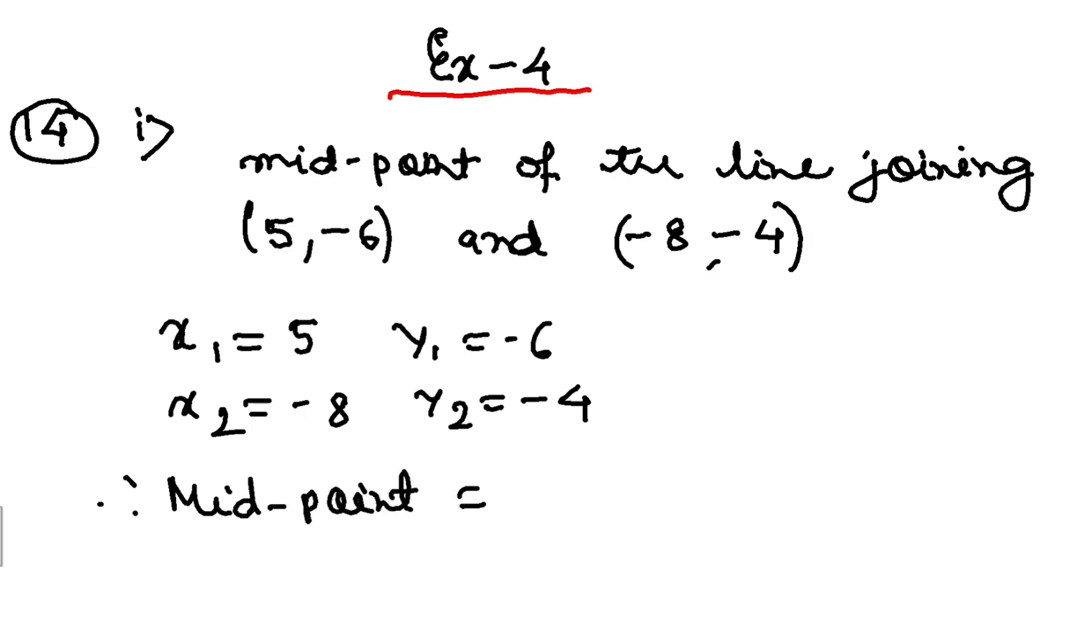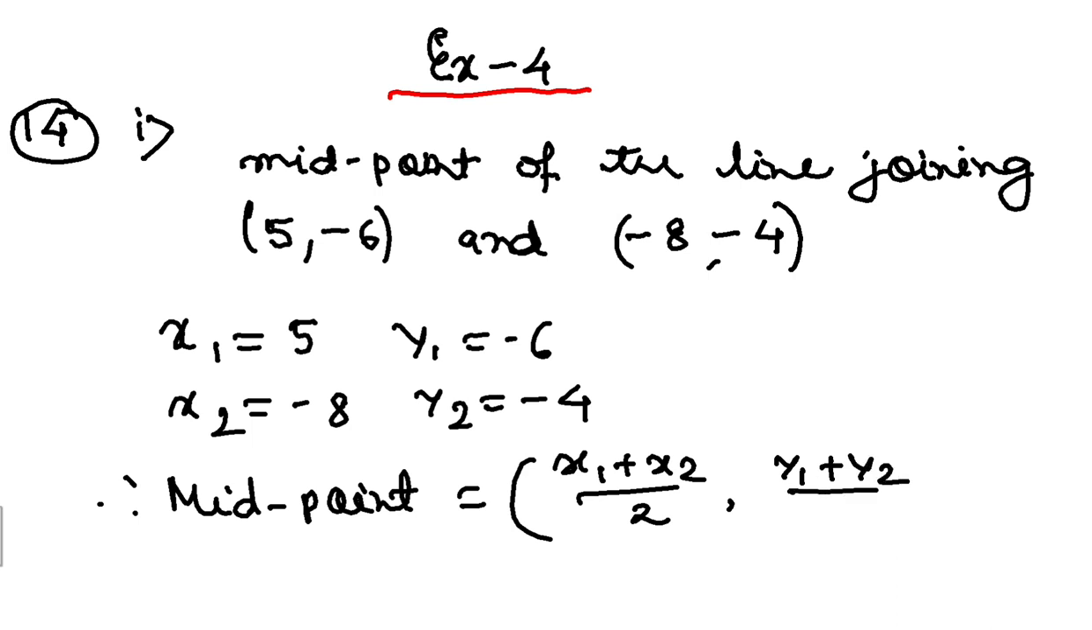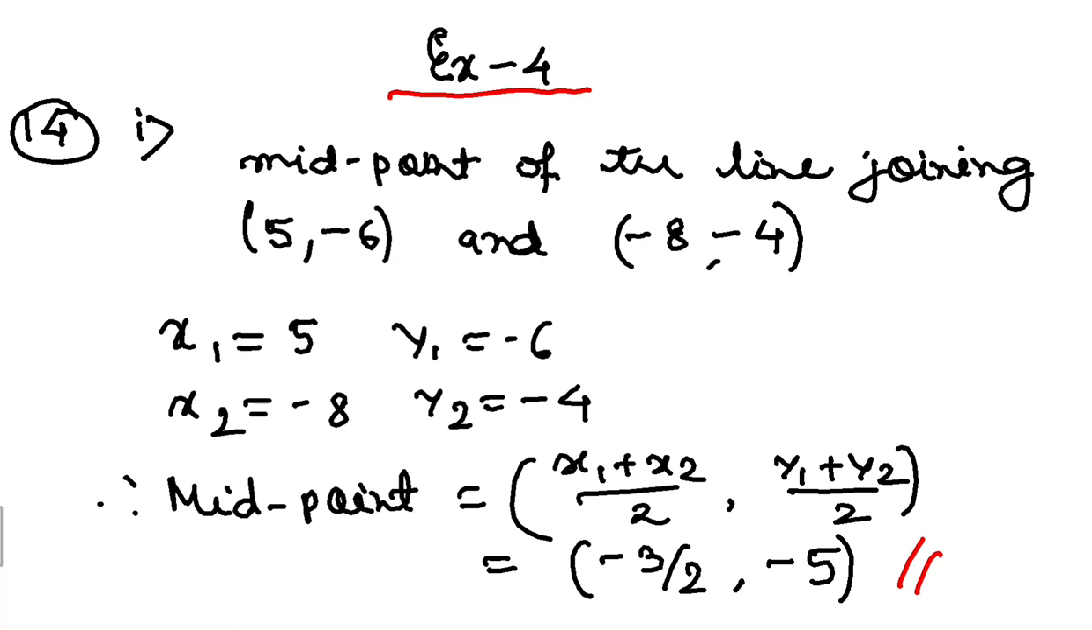So very simple. Midpoint is what? (x1 + x2)/2, comma (y1 + y2)/2. Put these values and calculate, and you should get (-3/2, -5). Right? Very straightforward question. So 14.2 is similar to one that you can try on your own. Now let's go to question number 15.